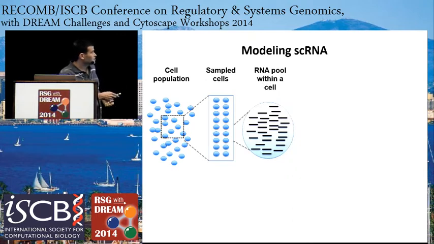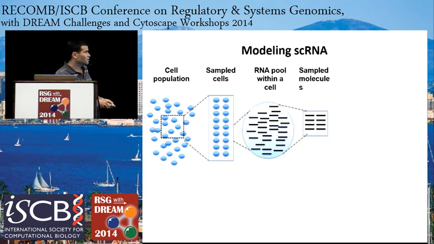The next phase is we take those sampled cells. In each of them, there is a limited and relatively small pool of RNA molecules, about 100,000 or 200,000, not more than that, poly-A tagged RNA molecules. We cannot sequence all of them, okay? So we have an additional level of sampling.